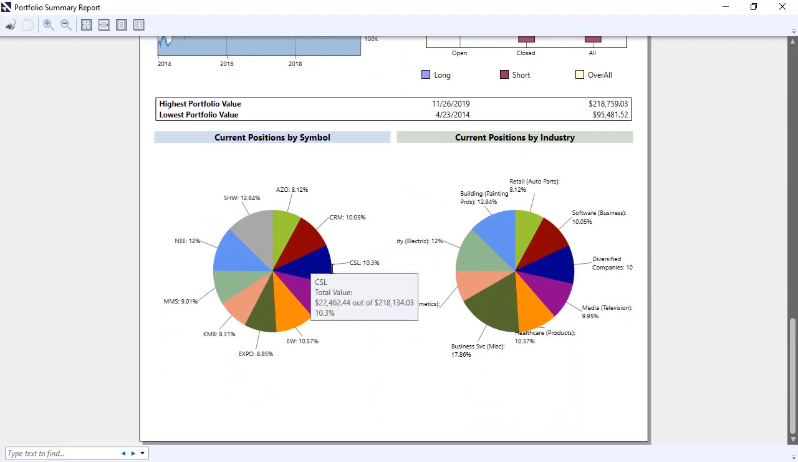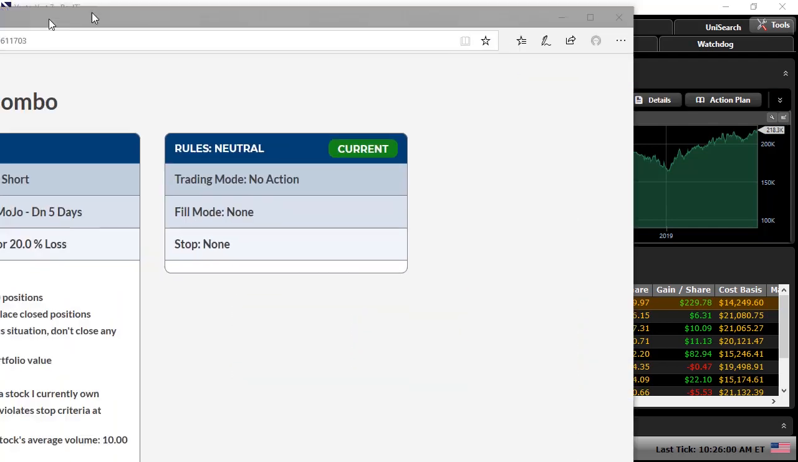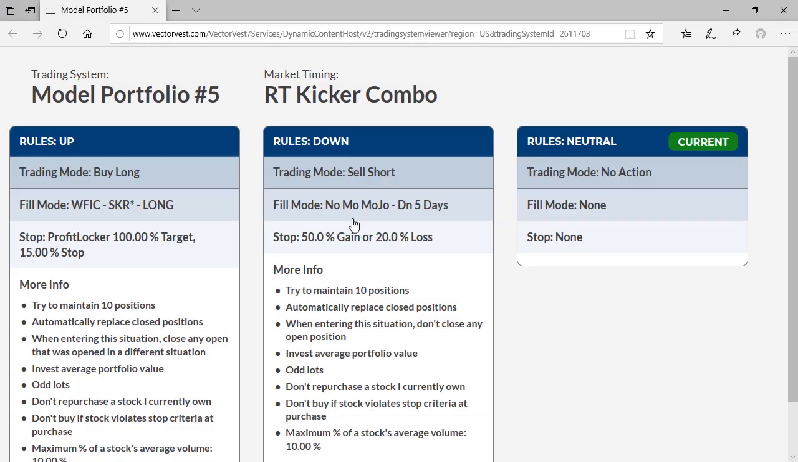And here we can see the analysis of the current diversification of the portfolio, both by position size of individual stocks, as well as our diversification across industries. So with these insights of how the portfolio has been performing, let's see how it's been done by looking at the trading details. I'll click the details link. And these are the details of the trading system running in the background.